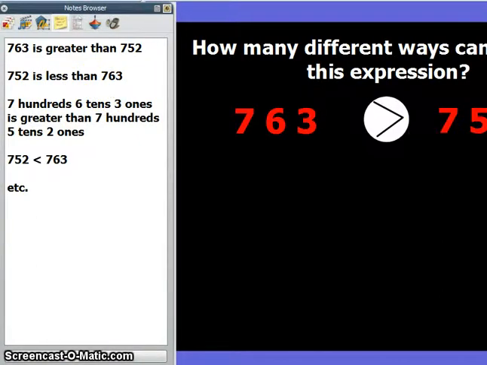Another way that you can do this is right here. 7 hundreds, 6 tens, and 3 ones is greater than 7 hundreds, 5 tens, and 2 ones. And of course, this one here, 752 is less than 763, is like this one right here. You might see this expression written in any one of these 4 different ways, so it's important that you know how you can write it in different ways.